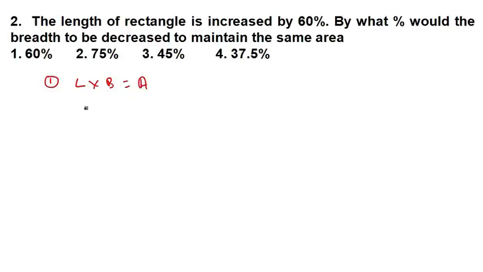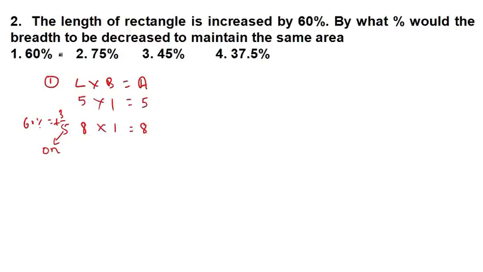So here the length got increased by 60%, which means 3 by 5. The number in the base, in the denominator, is the original number. So before it was 5, now it got increased by 3, so 5 plus 3 is 8. As the breadth is not given, you can assume it as x or 1, so I'll just assume 1. So I get 5 equal to 8.